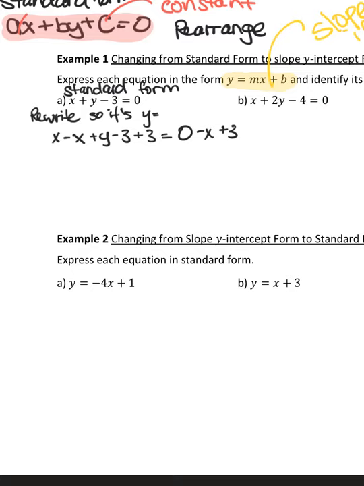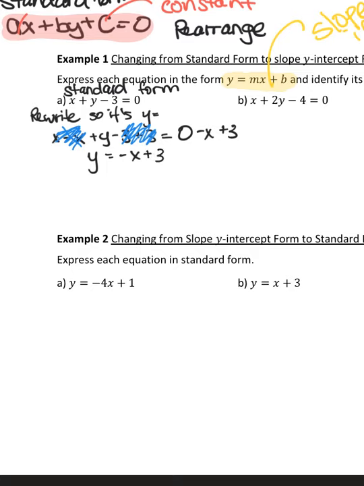On the left-hand side of my equation, x minus x goes to 0. That's not a thing anymore. So those are gone. Negative 3 plus 3 is 0. So those are gone. Now I'm only left with y on my left-hand side. So I have y equals, and 0 minus x is just going to be negative x. And actually, we can't even gather those together. So I'm just going to write my negative x first. But 0 plus 3, that is plus 3.